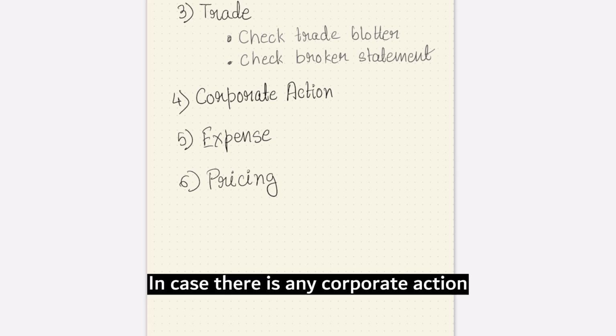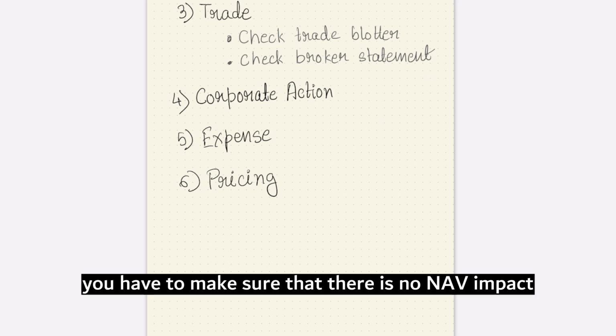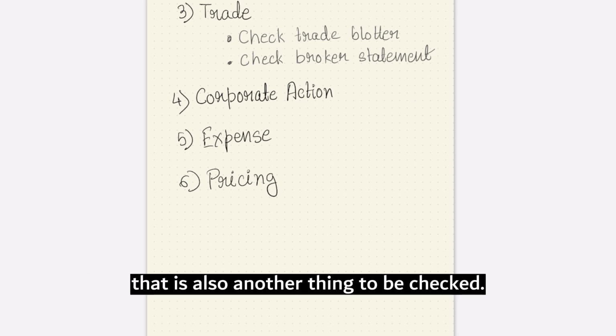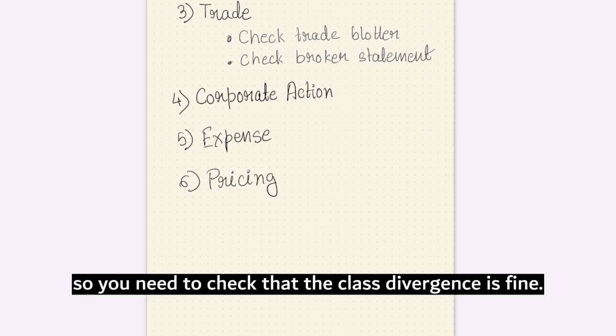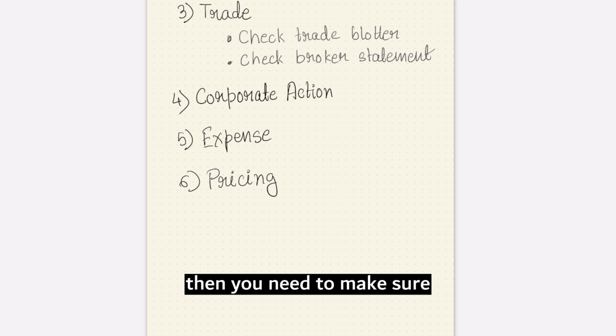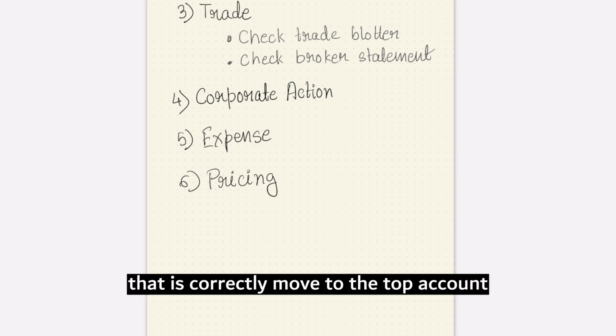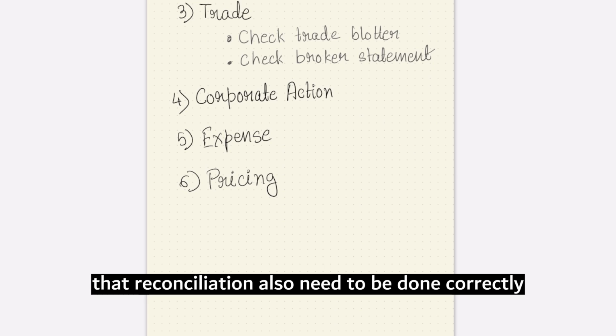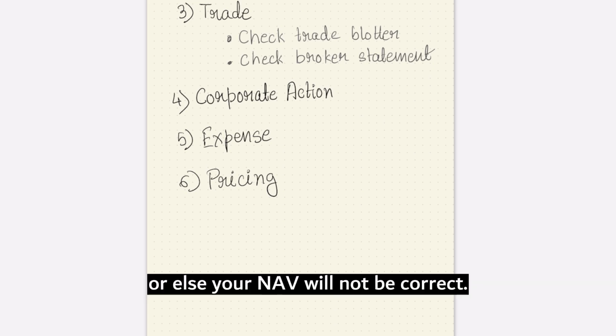In case there is any corporate action, then you have to make sure that there is no NAV impact from this corporate action. That is also another thing to be checked. In case you are working in a multi-class fund, you need to check that the class divergence is fine. In case you are working in a multi-manager fund, then you need to make sure that from all the manager accounts, whatever activity is there is correctly moved to the top account from where the NAV is released. That reconciliation also needs to be done correctly, or else your NAV will not be correct.